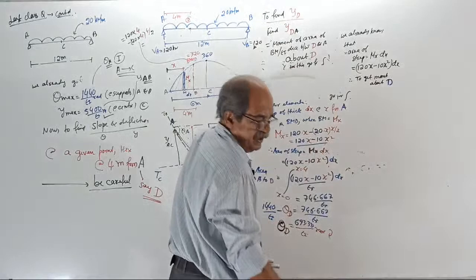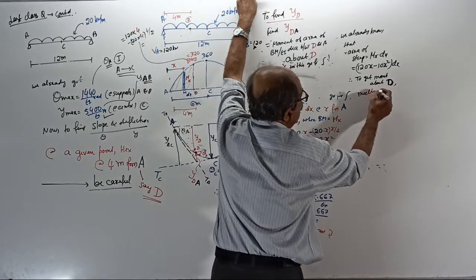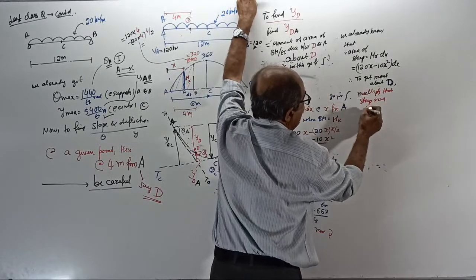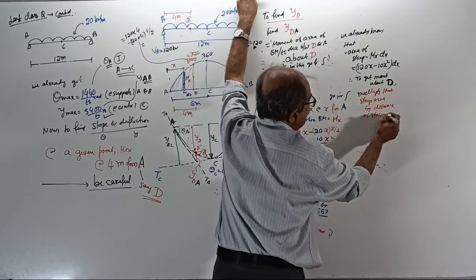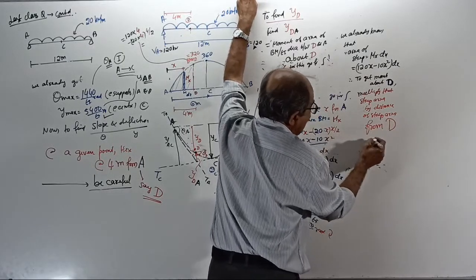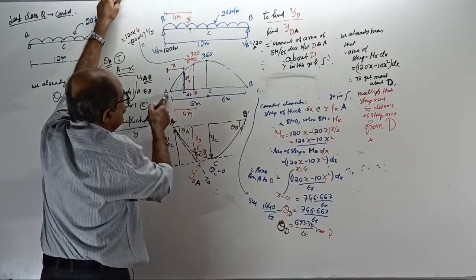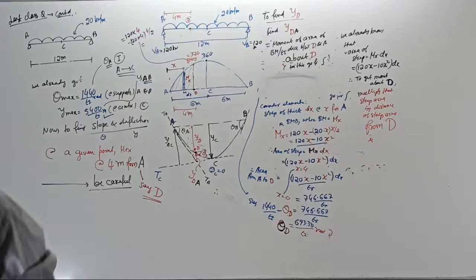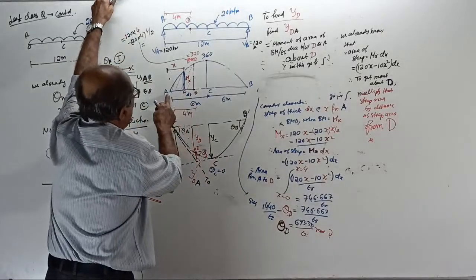what do you do? Multiply that strip area by the distance of the strip area from D, not from A. The distance of the strip area from D I want, not from A. Tell me, the distance is not equal to x. Multiply by not x. If you multiply by x, you will get the moment about A.